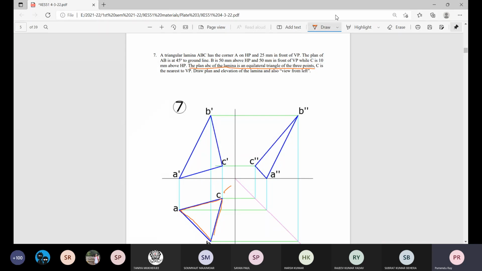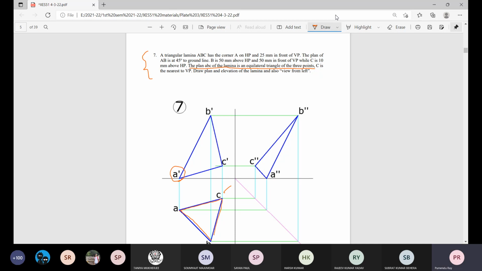What about the other information? A triangular lamina ABC. Now can you read this properly? Is it big enough to read on the screen? Problem statement: a triangular lamina ABC has the corner capital A on HP. Yes, sir. Okay. Now concentrate on the first clue. Corner A is on HP. Any point on HP, what about its elevation? On the ground line. So this is the point.